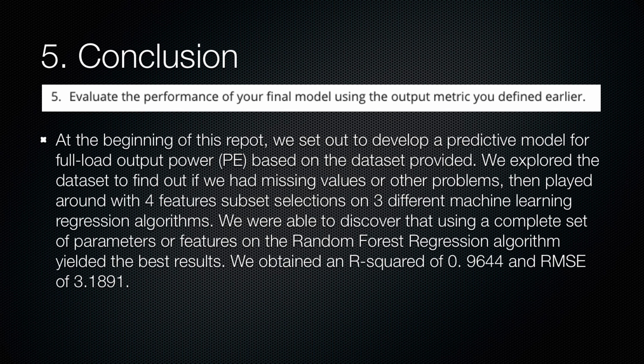5. Conclusion. At the beginning of this report, we set out to develop a predictive model for full load output power. Based on the dataset provided, we explored the dataset to find out if we had missing values or other problems. Then we played around with 4 feature subset selections on 3 different machine learning regression algorithms. We were able to discover that using a complete set of parameters or features on the random forest regression algorithm yielded the best results. We obtained an R squared of 0.9644 and RMSE of 3.1891.